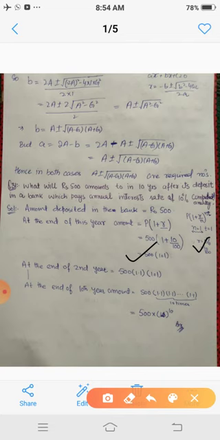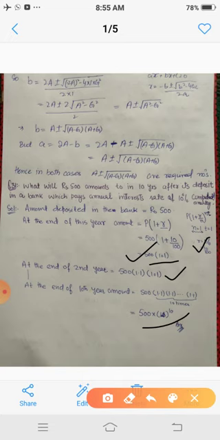Similarly, at the end of second year, this becomes the principal amount, which implies that amount at the end of second year will be 500 into 1.1 into 1.1. Similarly, at the end of 10 years, amount will be 500 into 1.1 into 1.1 up to ten times, which is simply 500 into 1.1 raised to power 10. So this is the required amount after 10 years. Here you can calculate it directly by putting t equals 10 and n equals 1, because interest is applied only one time per year. So this is the required amount.